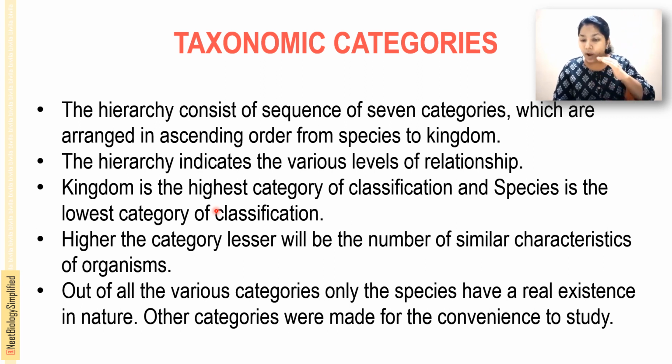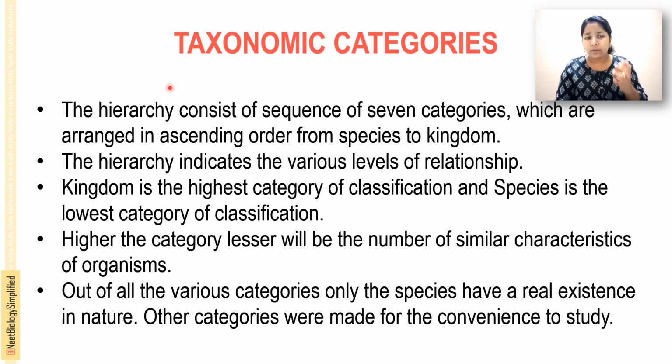As we go from species to kingdom, you can see that the number of similarities, the similar characteristics of the organisms, is getting lesser, decreasing. And out of all the various categories, only species have a real existence in nature.